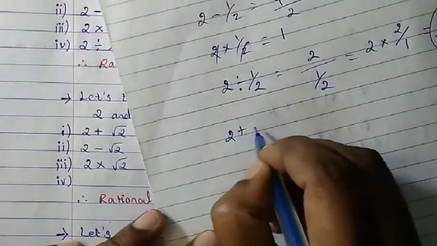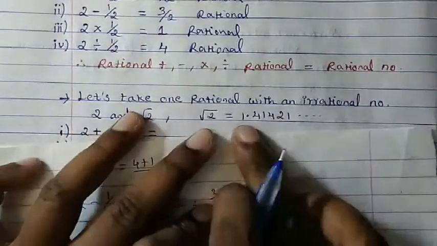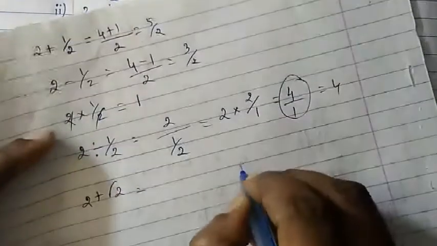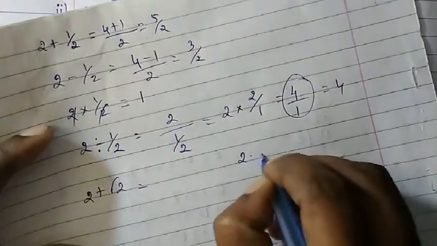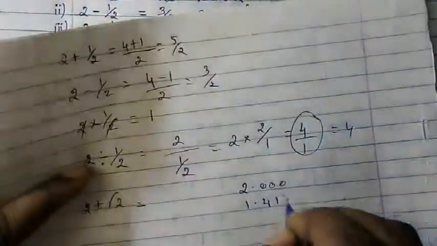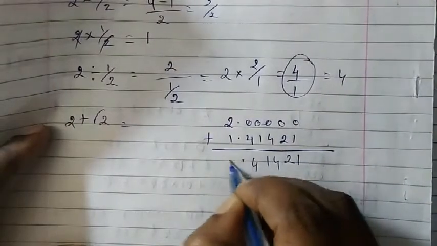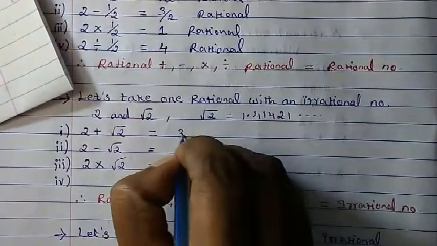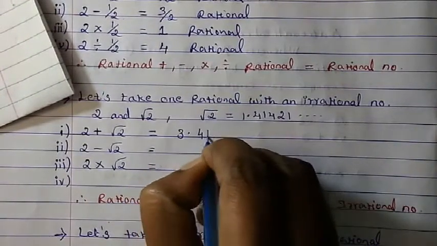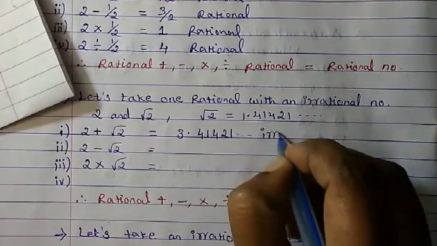So when you are adding 2 with root 2, whose value is given to us, that is 1.41421, we are adding 2 with 1.41421. So what will we get when adding? We get 3.41421 and it will go on. So this is an irrational.